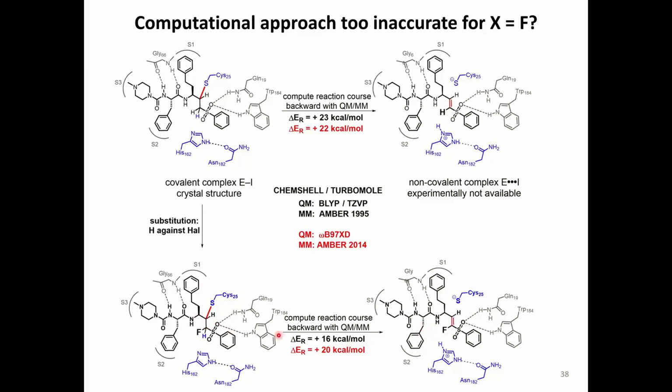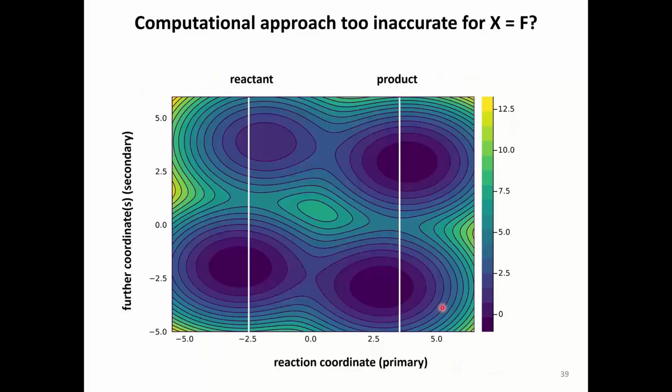Now it could be that by our computation, starting from the covalent enzyme inhibitor complex to the non-covalent enzyme inhibitor complex, we missed something. So the question is, how may it happen that we miss something? For that, I give you this model example. You see here the product, and you see your structure here, and you see four minima, and, this is especially important, a reaction coordinate, which is important.